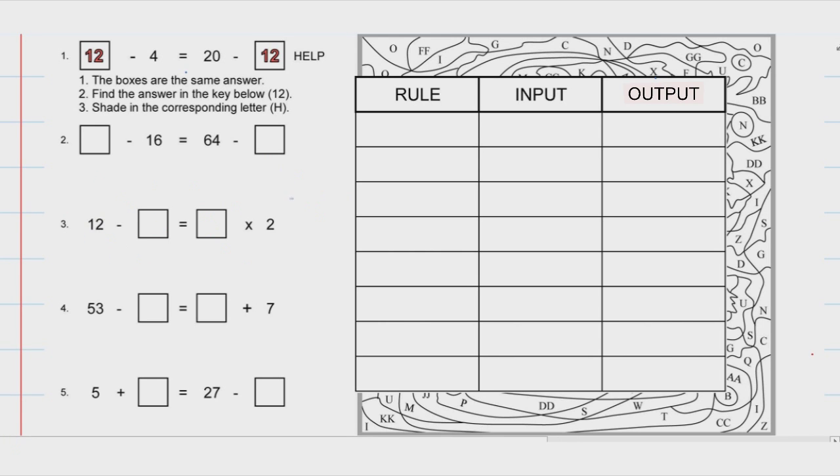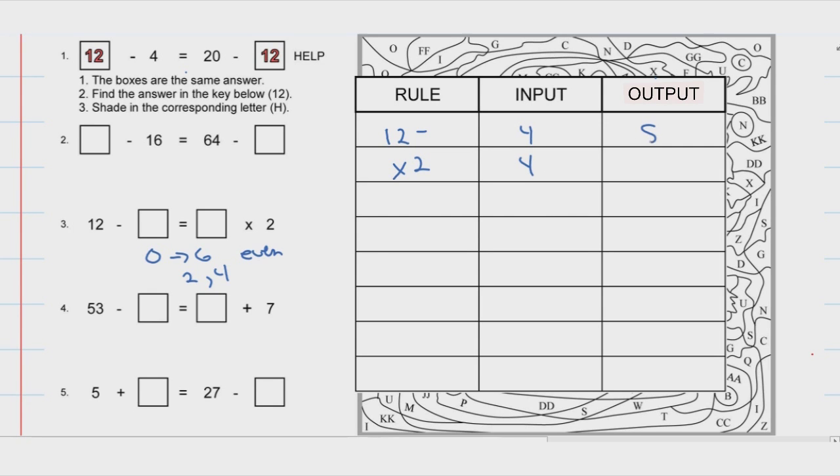Let me write that down for you. We know the answer's got to be bigger than 0, but less than 6, and it has to be even. So our only choices are 2 and 4. Let's try 4. So I'm going to come over to my input-output chart. I'm going to put 12 minus. I'm going to put times 2. I'm going to put 4 for my input because that's what I think is going to go in the box.